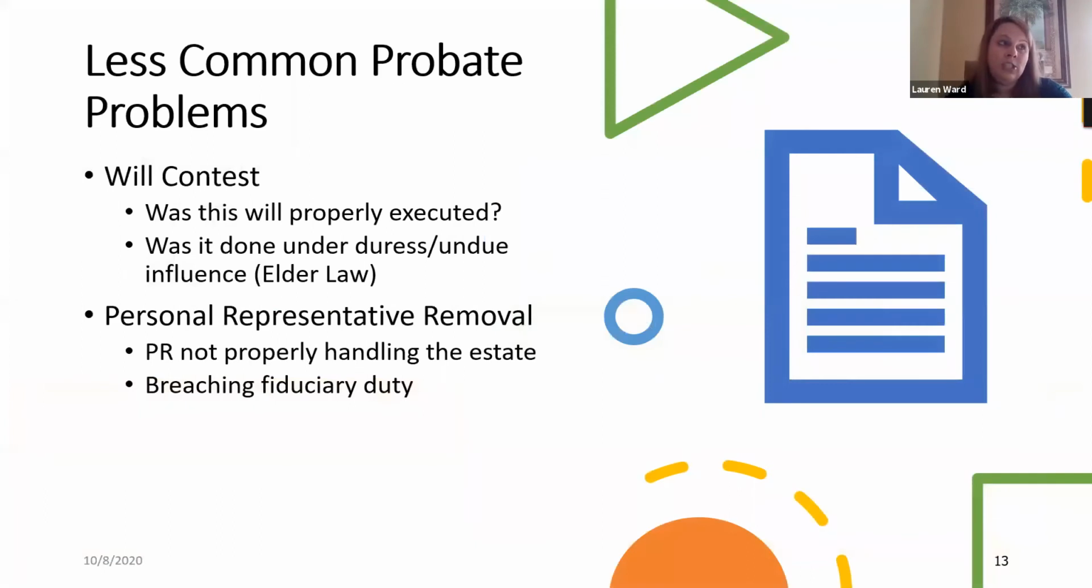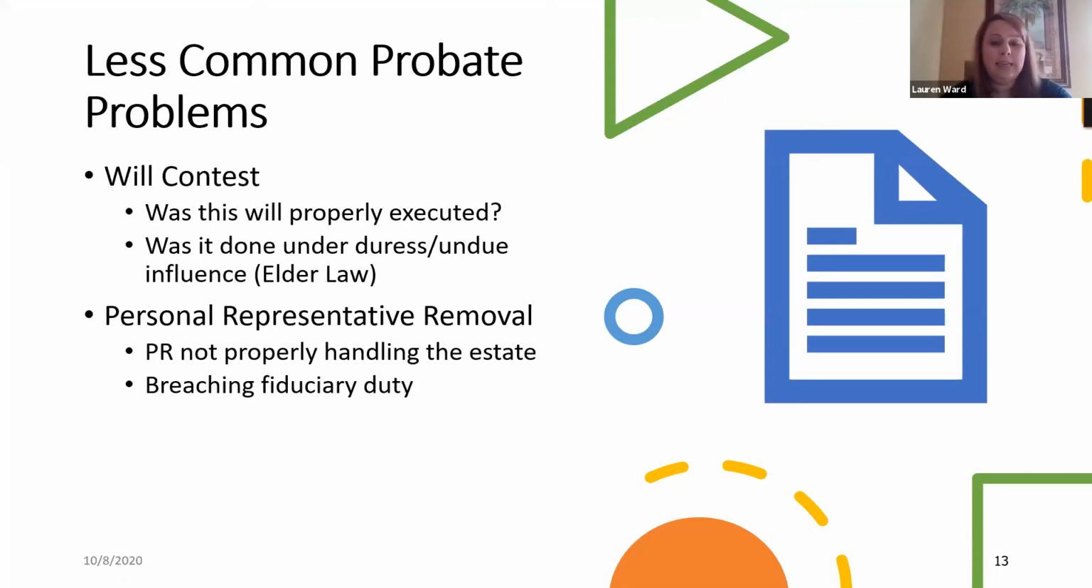Some less common issues that we see with probate are will contests. That's where we're going to look at whether this will was properly executed. You have to have 2 disinterested witnesses for a will in South Carolina. So you want to make sure it's properly done. Even if it was properly executed, was there duress or undue influence?